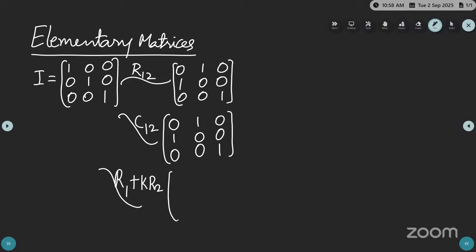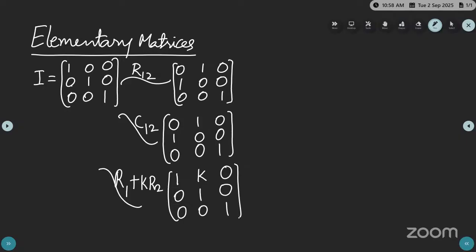R1, 1. Z1 plus K into R2, 0. 0 plus K into 1, K. 0 plus 0, 0. Next 0, 1, 0. Next 0, 0, 1.